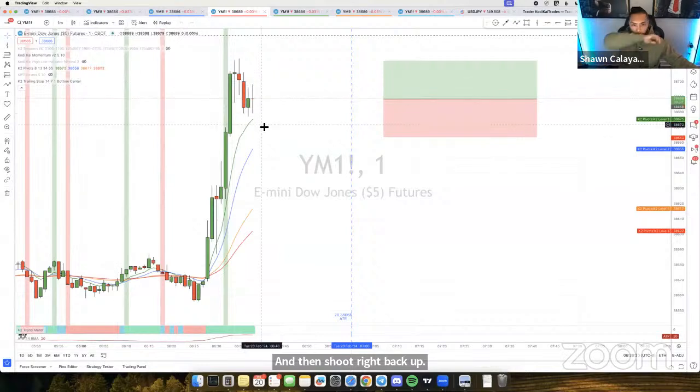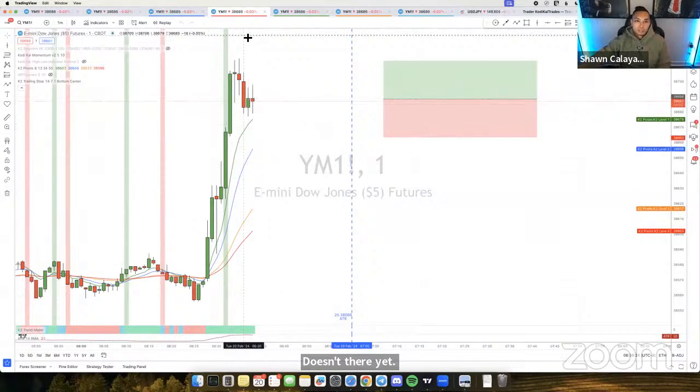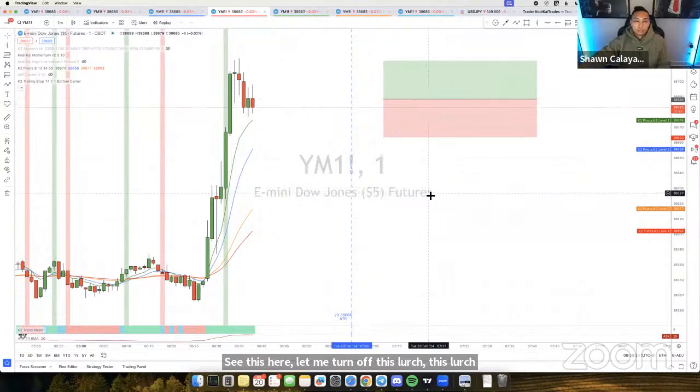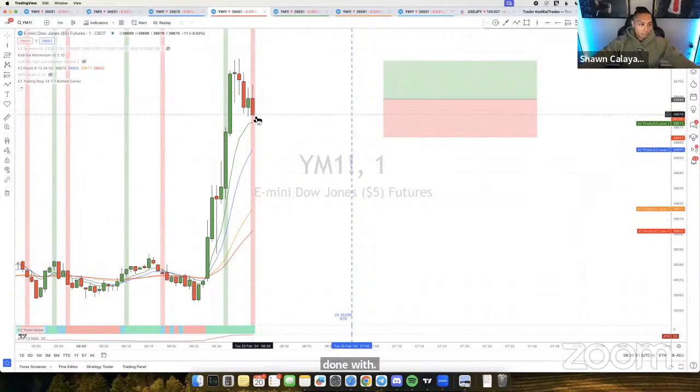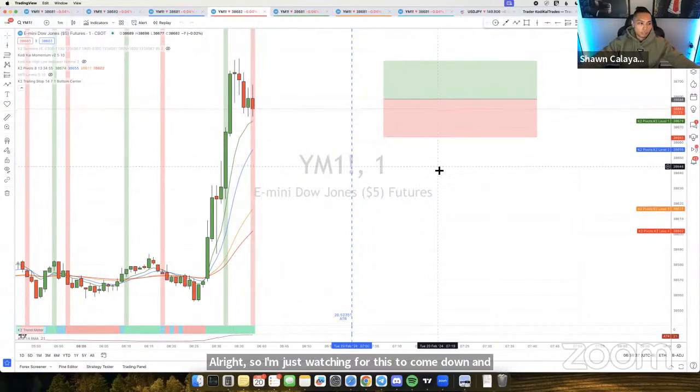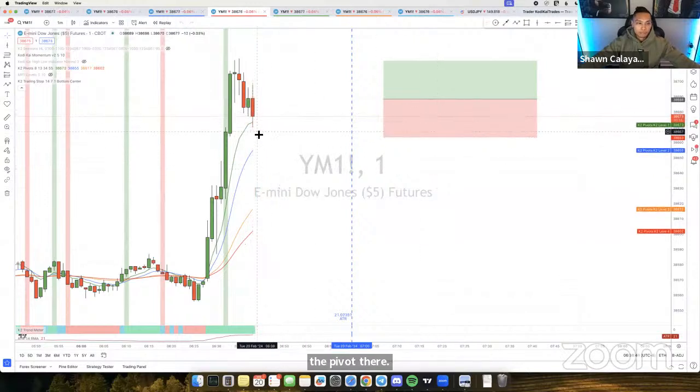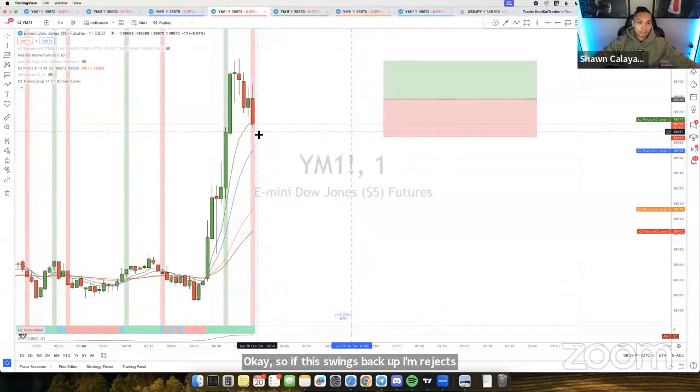Nothing there yet. See this here. Let me turn off this alert because this alert's done with. All right, so I'm just watching for this to come down, come back up, basically looking for it to reject off the pivot there. Okay, so if this swings back up and rejects off the pivot, this is going to be the PRB entry.